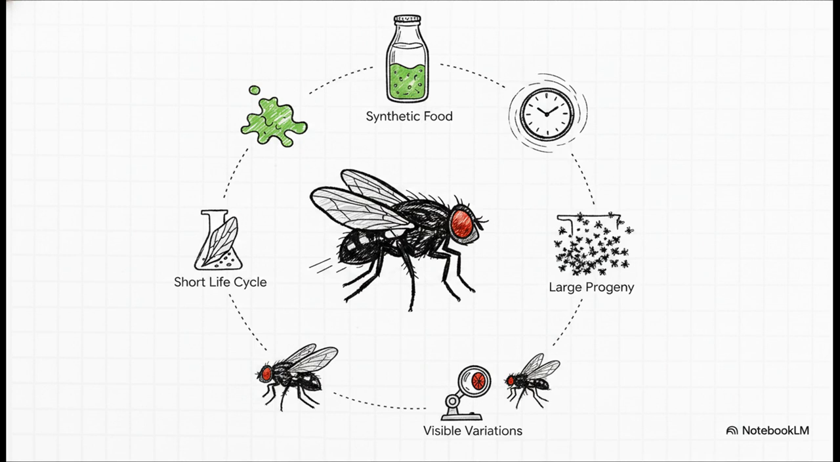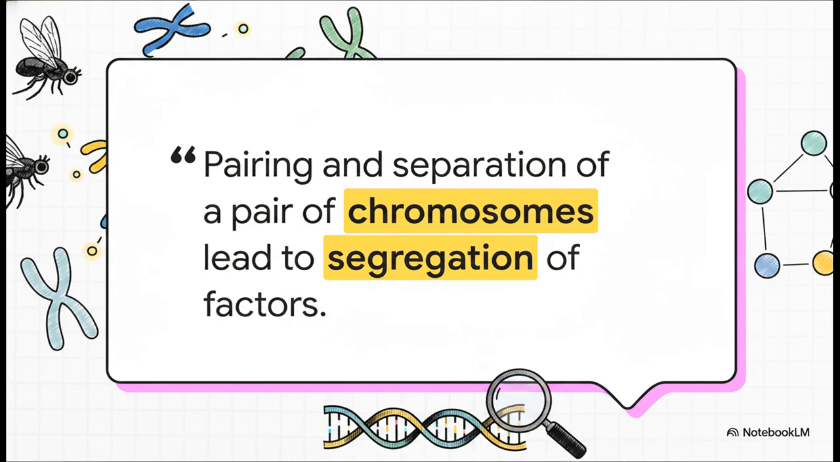It's also incredibly easy to tell the males and females apart, and crucially, they have very clear hereditary variations, things like different eye colors or wing shapes, that Morgan could easily see with just a low-power microscope. By tracking these variations across thousands and thousands of fast-breeding flies, Morgan could literally track the chromosomes as they were passed down from generation to generation. Morgan's experiments with fruit flies proved absolutely unequivocally that specific genes were linked to specific chromosomes.